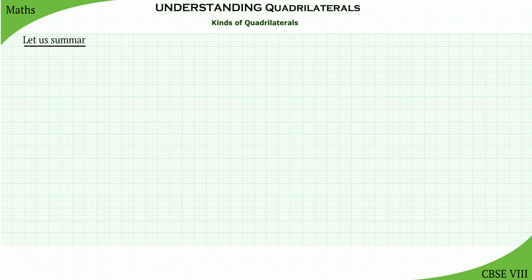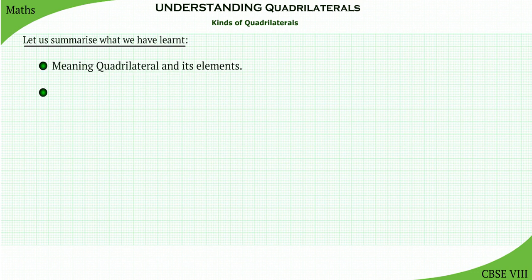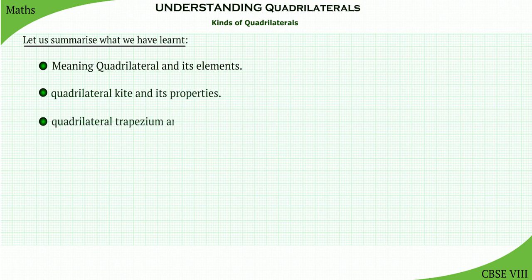Let us summarize what we have learned. Meaning: quadrilateral and its elements. Quadrilateral, kite and its properties. Quadrilateral, trapezium and its properties. Quadrilateral, isosceles trapezium and its properties.